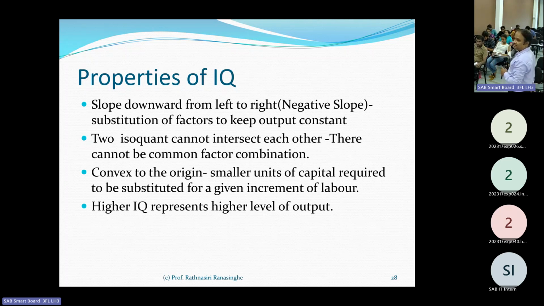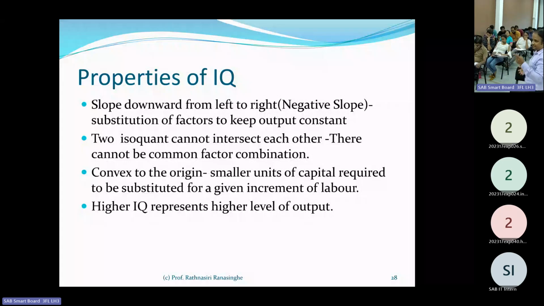And two isoquants cannot intersect each other, because there cannot be a common point, since a higher isoquant curve explains a higher output level. How would we interpret an intersection point that comes under two isoquant curves? There cannot be such a point. So isoquants cannot intersect each other, and they are convex to the origin.